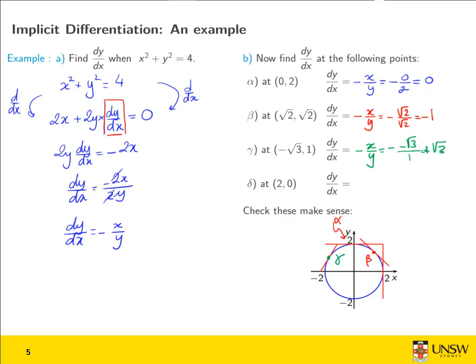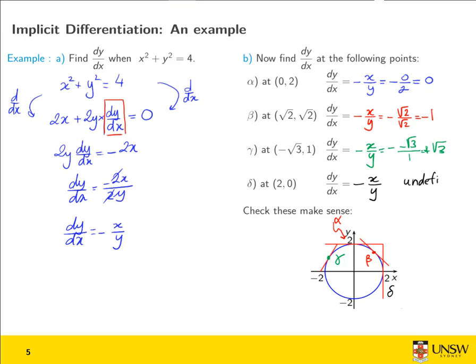The last one is interesting too. So we are now looking at the point with coordinates 2, 0, which is there. So we're looking at this tangent. So this is my case delta, and the formula is always the same, and then something happens. If I want to sub in the values, I would need to sub in y equal to 0. So I would be dividing by 0, so I get something which is undefined.